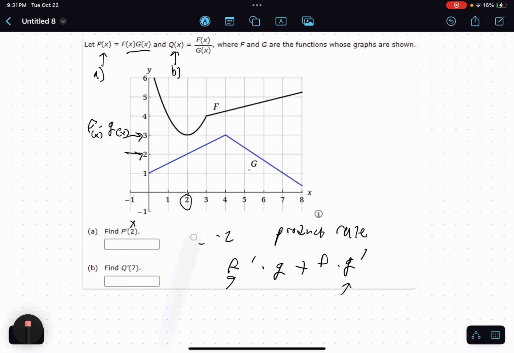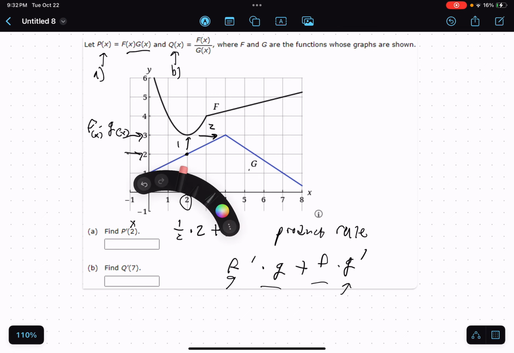So when applying this product rule, we've already found our g and our f, so we can fill in this part. But now we need to find the derivative. To find it, we just take the slope. So at this point, we can tell that rise is 1 and run is 2, which means that the slope is 1/2, which is the derivative. This is g. This would go over here.